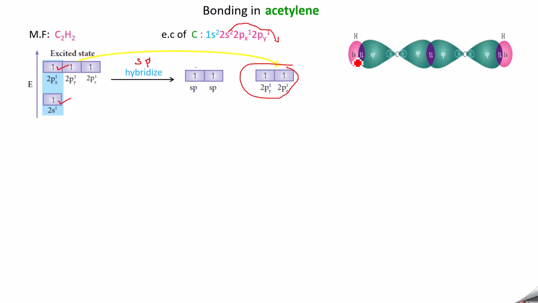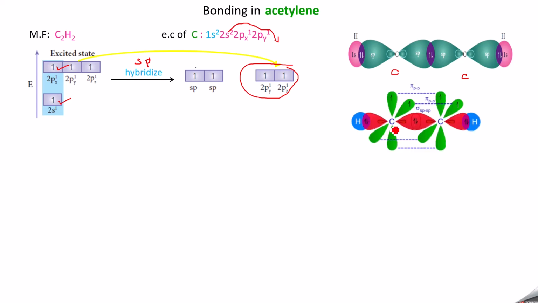Now the 1s orbital of hydrogen overlaps with the sp orbital of one carbon to form a sigma bond. Similarly, the sp hybrid orbitals of this carbon and this carbon overlap to form a sigma bond. Here this sp hybrid orbital overlaps with the 1s orbital of this hydrogen to form a sigma bond. So between this carbon and this carbon you will have sigma sp-sp, forming a sigma bond between carbon and carbon. And the hydrogen will undergo head-on overlap to form a CH sigma bond.